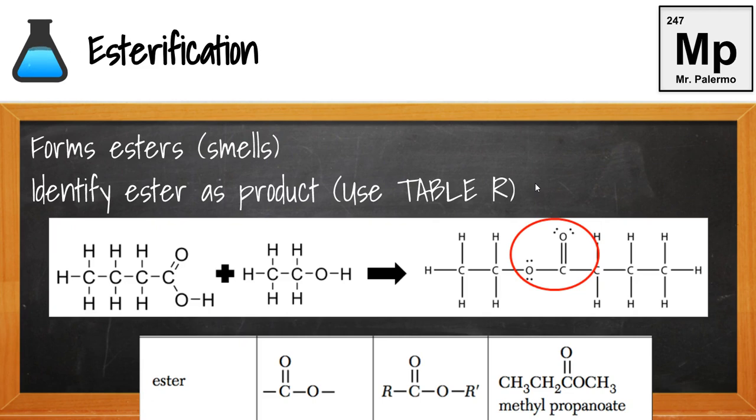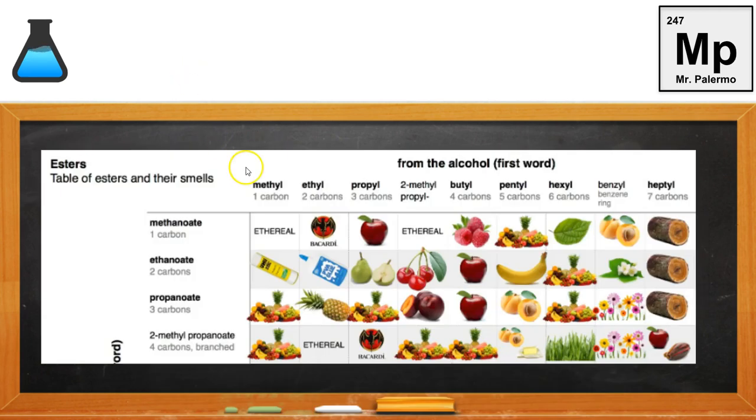The next reaction is the esterification. This is how we form esters, which are smells. To identify the esterification, we're going to look at the product, and here we have the ester. Recall from Table R, the ester is the C double bond to oxygen and then another oxygen in the parent chain. And we see that here. So this is our ester. Forming an ester would be esterification. Here are some common esters and the smells they're associated with.